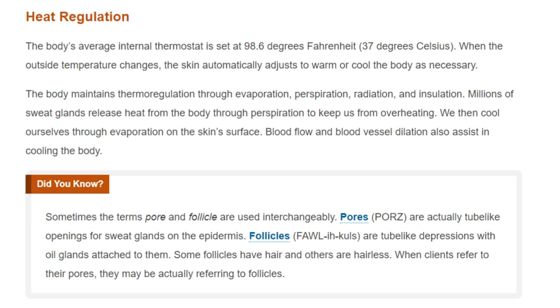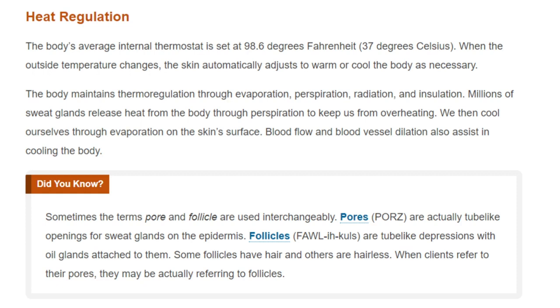Heat regulation. The body's average internal thermostat is set at 98.6 degrees Fahrenheit, 37 degrees Celsius. When the outside temperature changes, the skin automatically adjusts to warm or cool the body as necessary. The body maintains thermoregulation through evaporation, perspiration, radiation, and insulation. Millions of sweat glands release heat from the body through perspiration to keep us from overheating. We then cool ourselves through evaporation on the skin's surface. Blood flow and blood vessel dilation also assist in cooling the body.